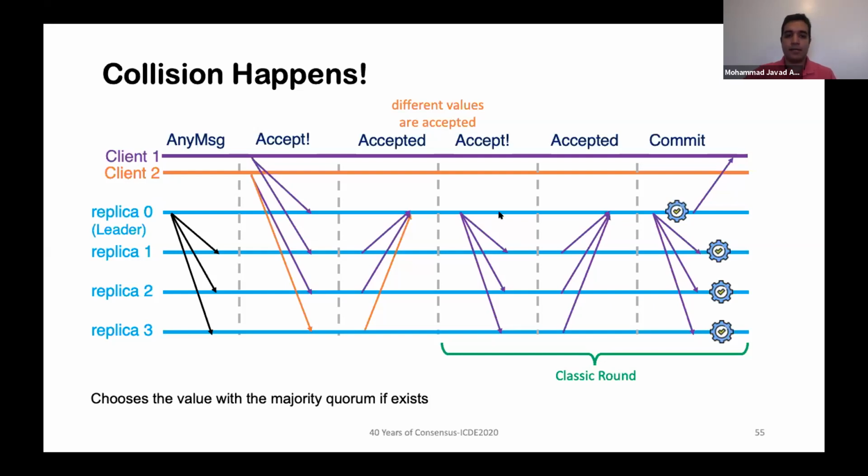Why? Because the intersection of these fast round and classic round is not only a single node. We need to have majority of these fast round in the classic round. So the intersection of these two quorums is basically f+1, and that's why we need 3f+1 in fast Paxos.